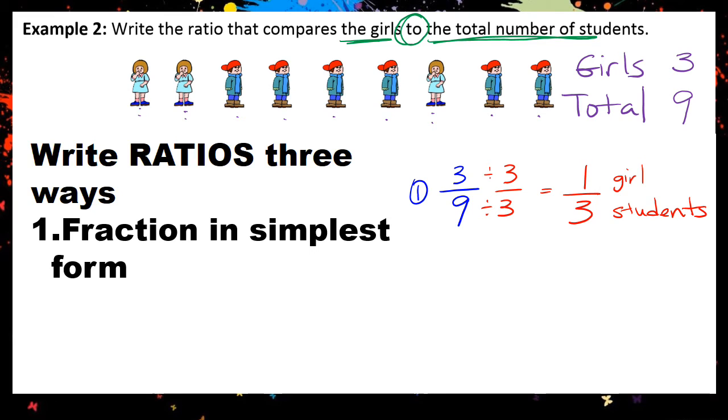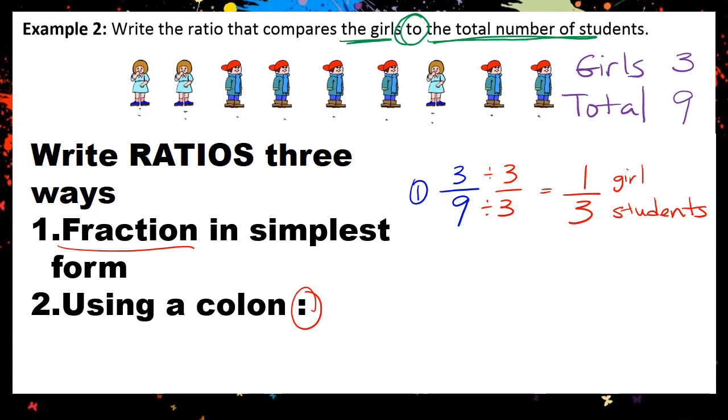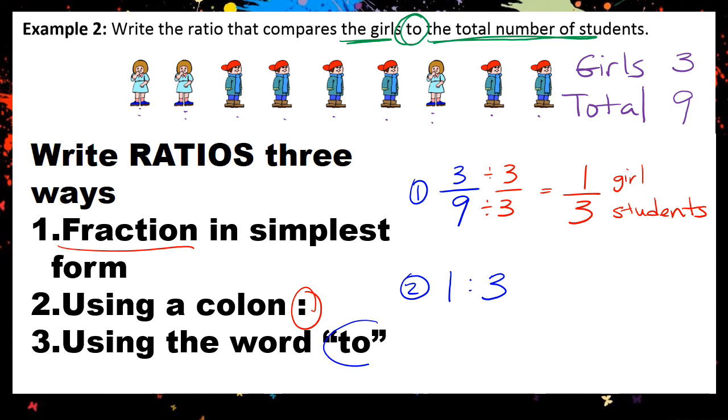Our next step here is we're going to use the colon. We're going to use the fraction in simplest form for the colon. So for number 2, we can write this as 1 colon 3. And then we're going to use the word to. So we can write this as 1 to 3.